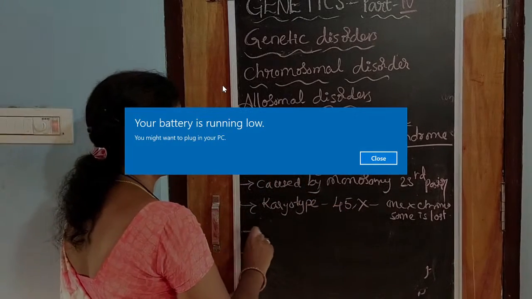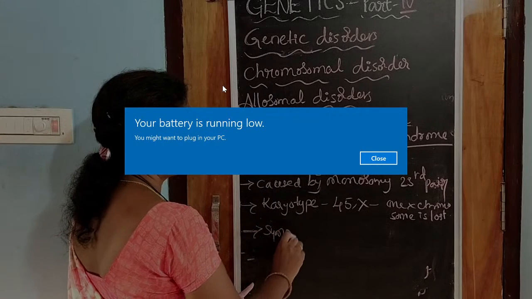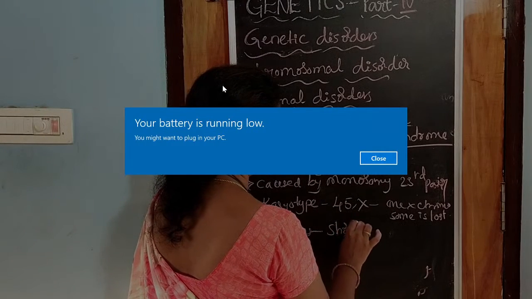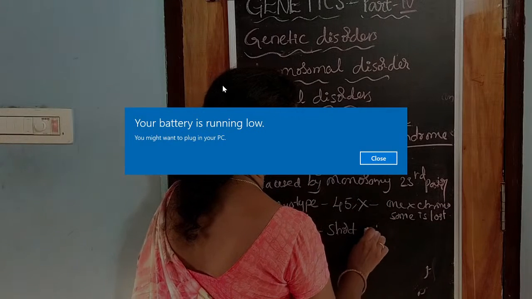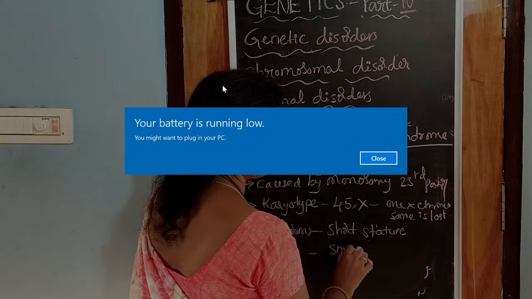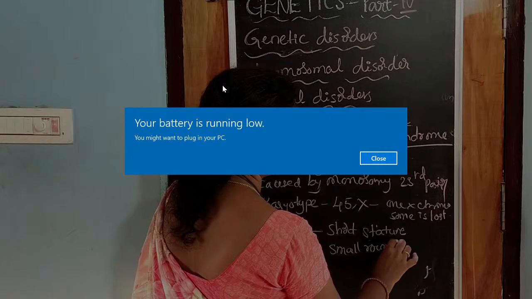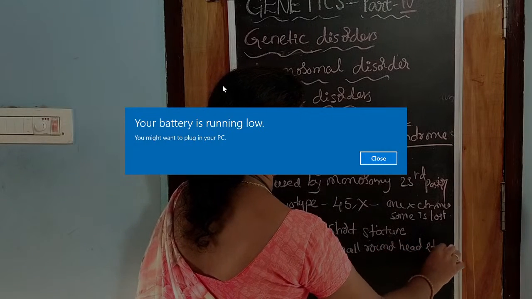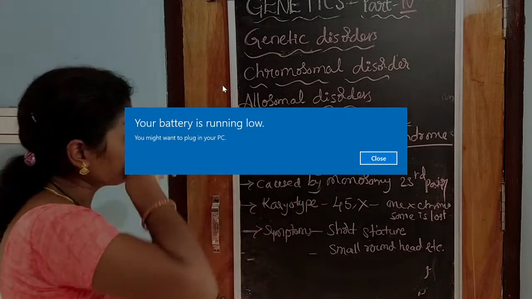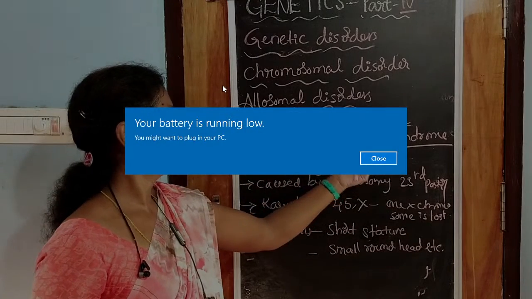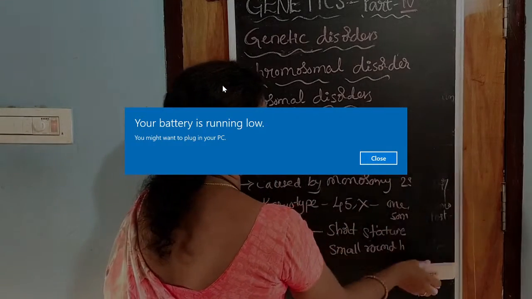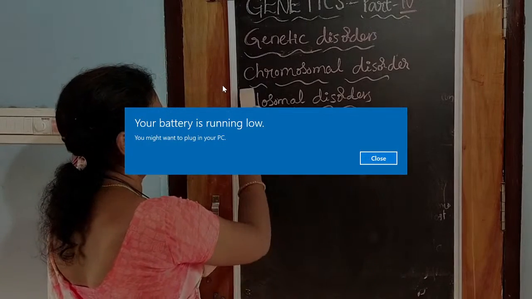The symptoms are short stature and a small round head. That's it. So these are the symptoms that are present in Turner syndrome. So Klinefelter syndrome and Turner syndrome are under the allosomal disorders. Now the next one is the autosomal disorders.